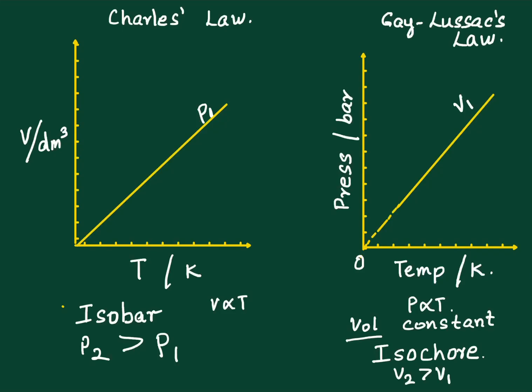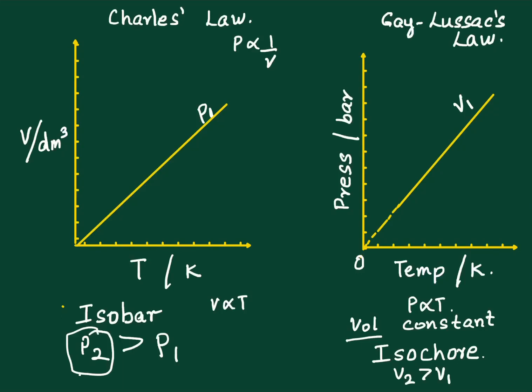Think about these graphs. What will happen? We are going to discuss both the graphs. So here P2 is greater than P1, here V2 is greater than V1. How will the graphs change? Apply logic over here. You know that in Charles' law, you studied that pressure and volume are inversely related to one another. If you are increasing the pressure, what will happen to the volume?